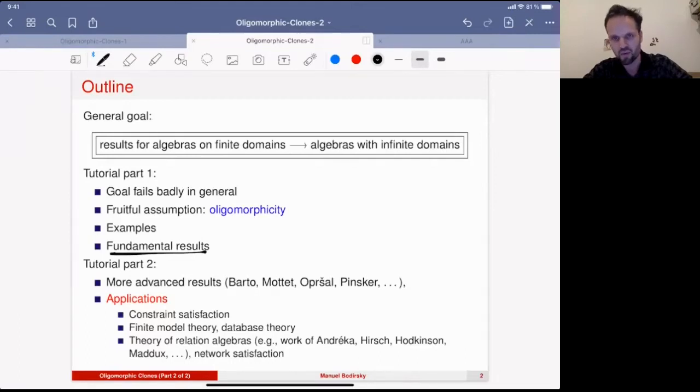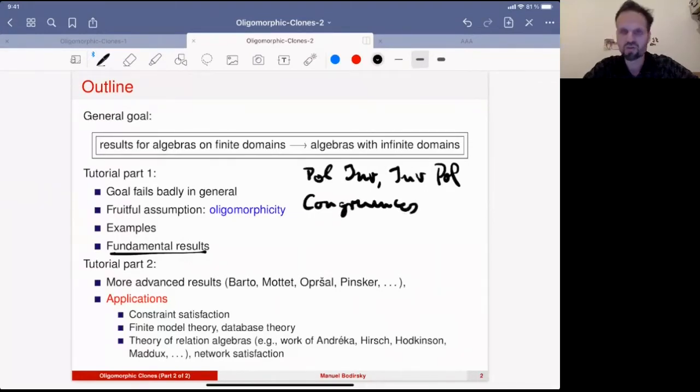So we have looked at pol-inf, inf-pol. All this works nicely. We have looked at congruences. Also, congruences are quite well behaved for oligomorphic clones. We have finitely many, for example. We have also seen that Birkhoff's theorem still plays an important role.